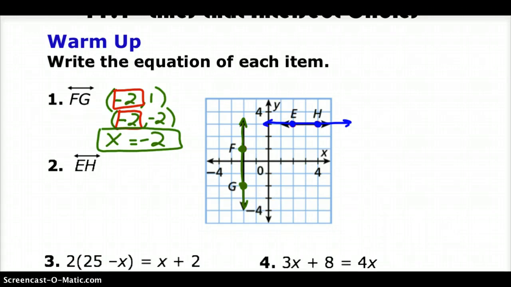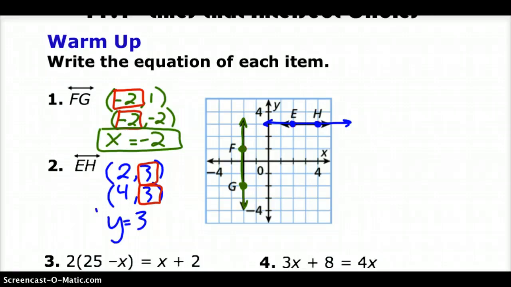If I write down the 2 ordered pairs for this, I would get 2 and 3, and I would also get 4 and 3. Notice that our y values actually match this time. So we can assume that all of the y values on this particular line have a value of 3. And so we can say that the line is represented by the equation y equals 3.